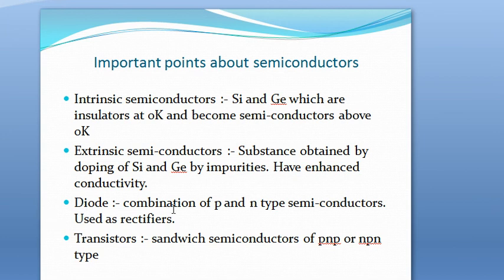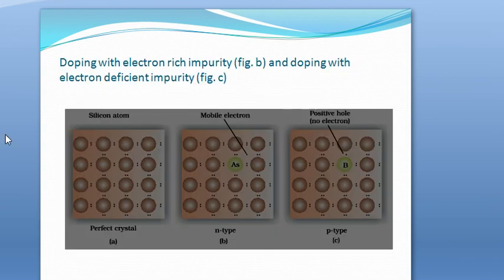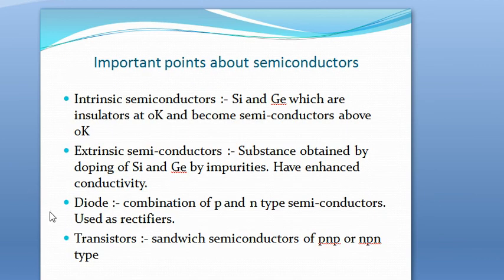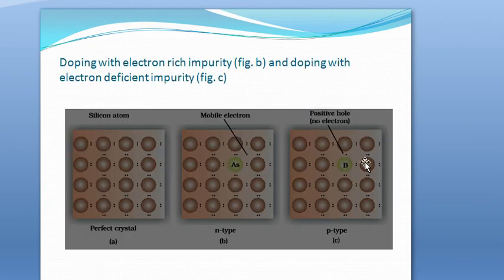Diode, it is basically a combination of these two, P and N type semiconductors. These diodes are used as rectifiers, as you know. Transistor क्या होता है? They are sandwich semiconductors. PNP type भी हो सकते हैं, NPN type भी.